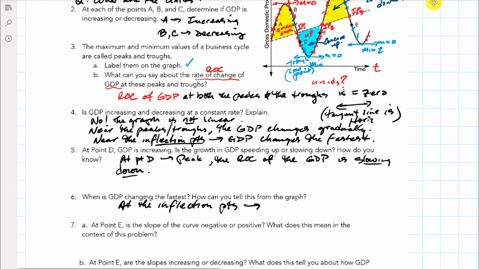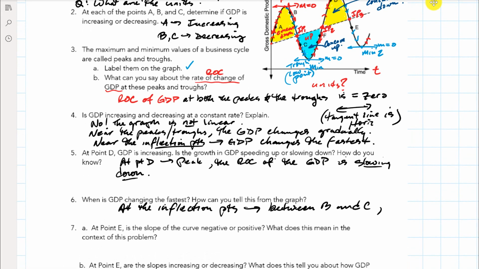So let me summarize that. Between points B and C. Also between F and D. And also just before point E up there. Okay, look at the inflection points.